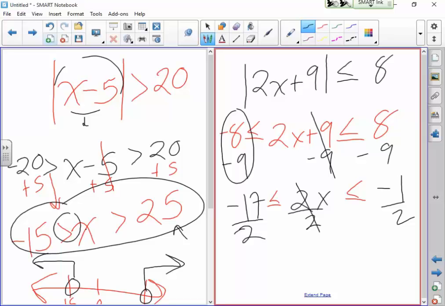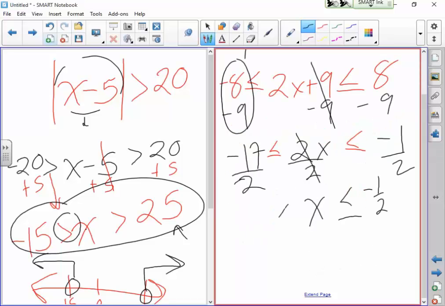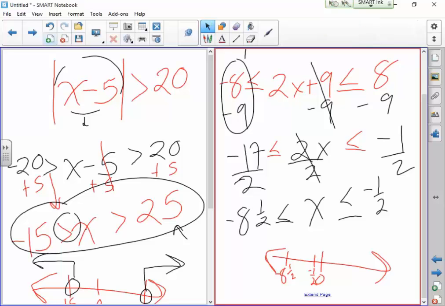This cancels out, and now I have x less than or equal to, what is that? Negative 1/2, or negative 0.5. And over here we have negative 8.5. I like fractions. We want to graph that out. So I've got a 0, negative 8.5 and negative 1/2. X is everything what to negative 1/2? I'm going to do an open circle. No, a dot. Why? Because it's also equal to.